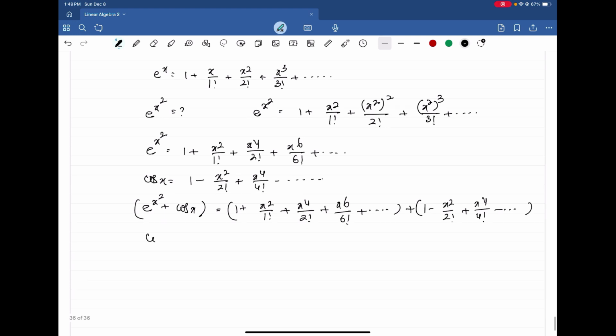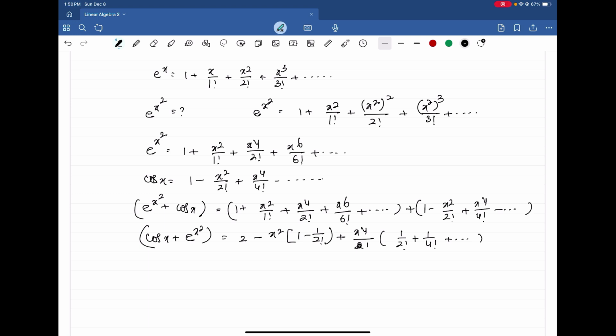When you add these two, cos x plus e to the power of x square, what is its value? 2 plus x square into (1 minus 1 by factorial 2) plus x to the power of 4 into (1 by factorial 2 plus 1 by factorial 4) and so on, and similarly for x to the power of 6 also. This is how a series can be expanded.